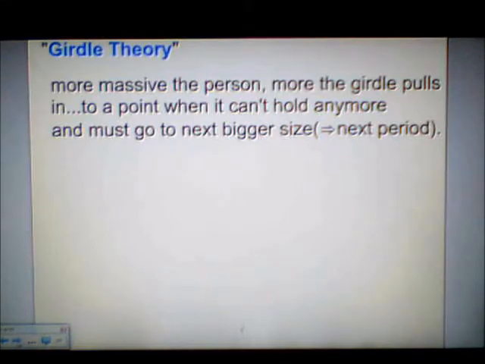We say it follows the girdle theory, which girdles are what people wear to make themselves look thinner, and the more massive a person is, then the more the girdle has to be able to pull in. So there's going to be a certain point where you can't pull in anymore and you have to go to a bigger size. Well, the same thing goes for the atoms. As an atom gets more massive or adds protons to it, what happens is it pulls the electrons in further up to a point where it has 8 electrons, and then it goes to the next period.